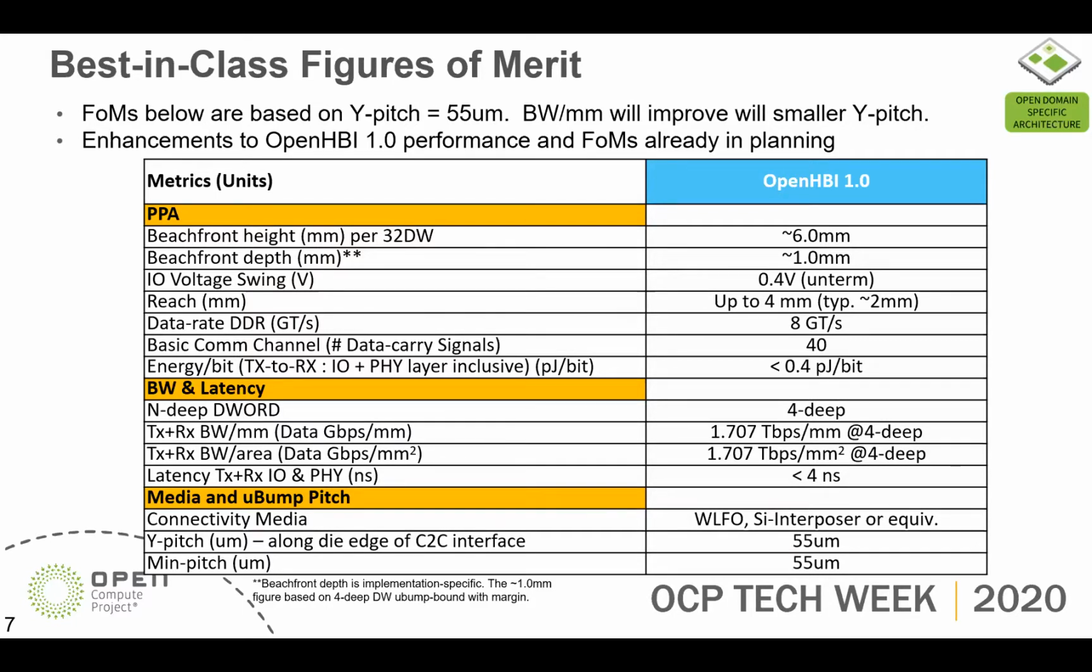While we are working on OpenHBI 1.0 right now, the work group is already planning enhancements to the OpenHBI data rate and the figure of merit beyond what we are showing here, and of course in a backward compatible manner. So finally, the bandwidth per millimeter will increase further if the implementation chooses to use a smaller Y pitch, which is allowable by the respective packaging technologies. Then the corresponding bandwidth per millimeter, of course, will go up because now you have a shorter pitch front.